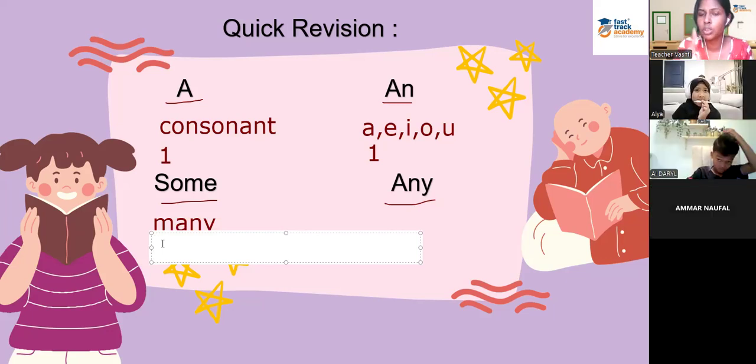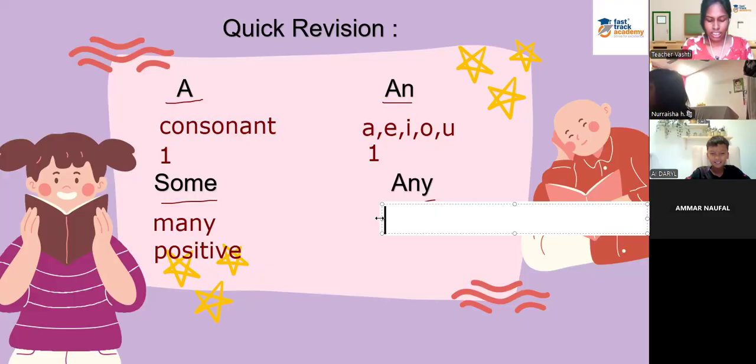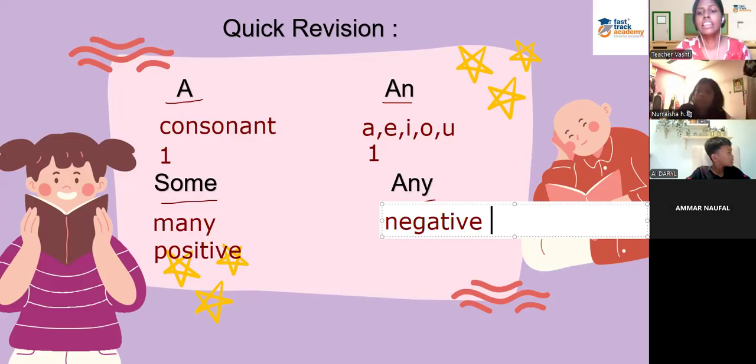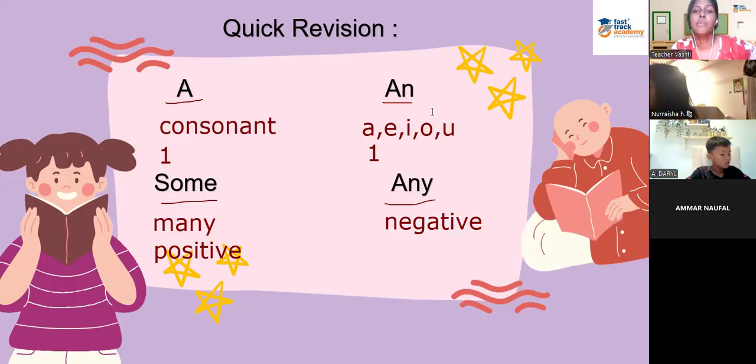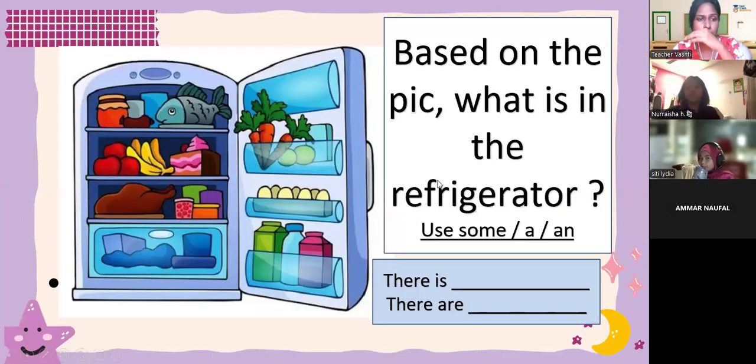Untuk ayat apa cikgu kena guna some? Positive. Very good, Darul. Positive. Any? Any? Many. Okay. Negative or positive? Negative. Okay. Negative. This is what you need to remember. Can you remember that? Yeah. Yes? Okay, very good. Now, let's try this one first.